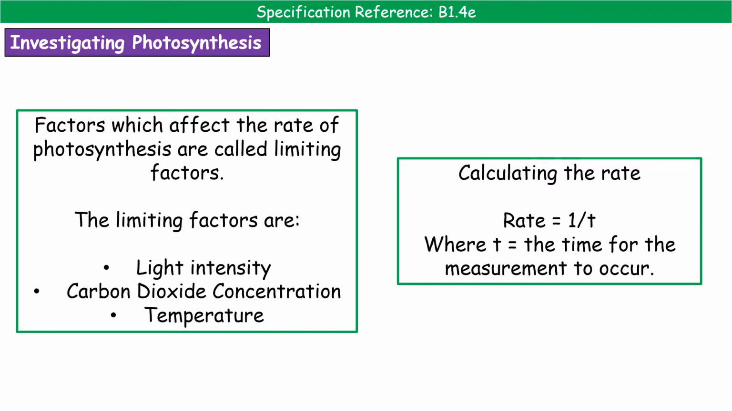One little point to note here is because we do know that 10% of the marks on the biology paper will be maths based, they could throw in a question asking you to calculate the rate of a photosynthesis experiment. If they do, all you need to do is 1 divided by the time it took for that measurement to occur, and that gives you a measurement for rate.